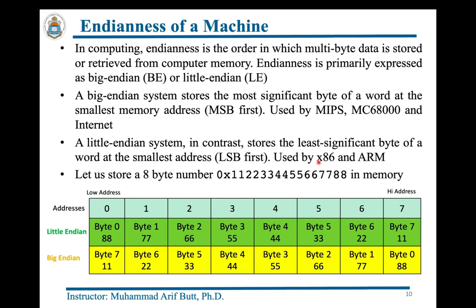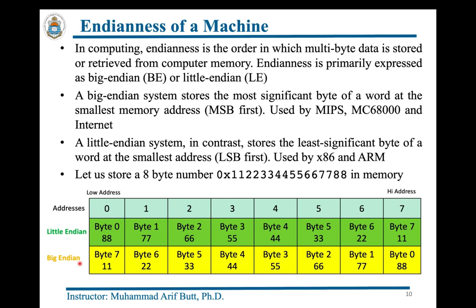And this is the example. If you want to store an 8-byte number in memory, and suppose the number in hex is 11223344 and so on to 88, and let's suppose that these are the addresses of memory 0 1 2 3 4 5 6 7. In case of little endian, the least significant byte, that is this 88, will be stored at the address 0, and this 77 at address 1, 66 at address 2, and so on.